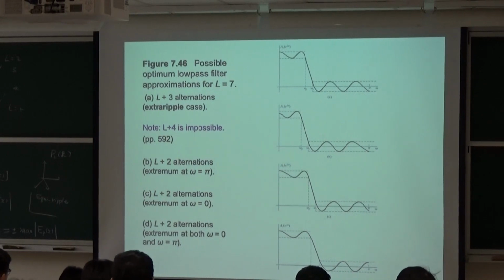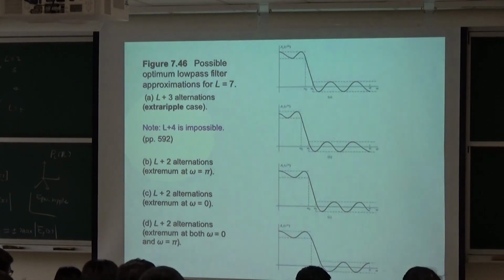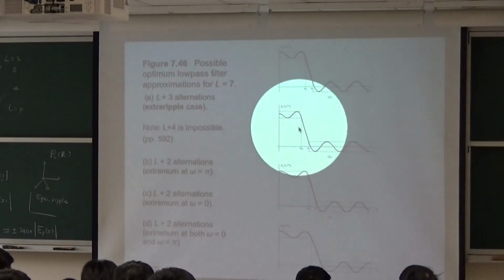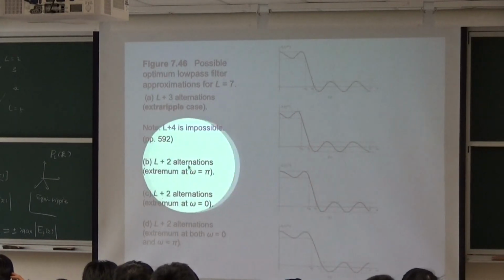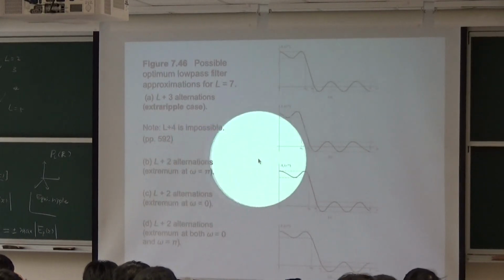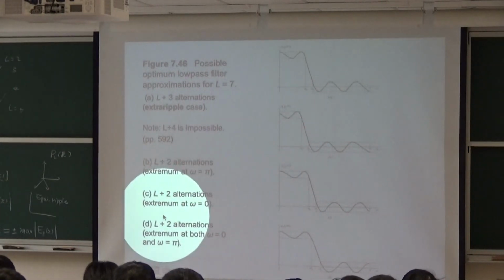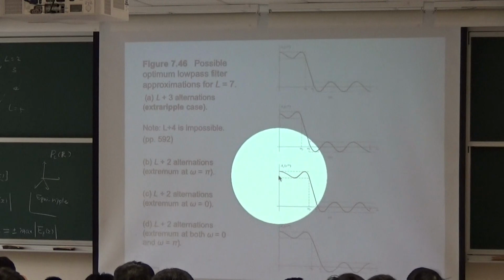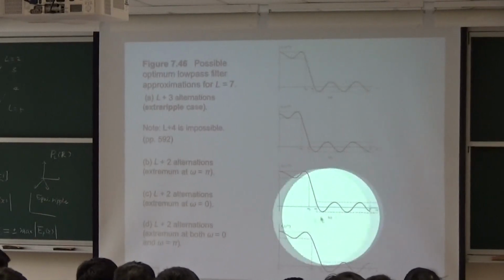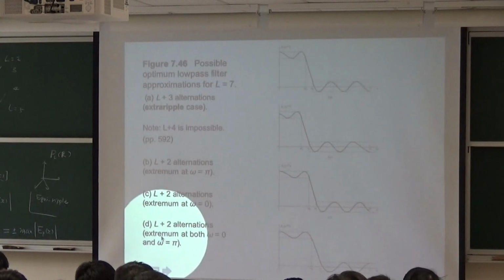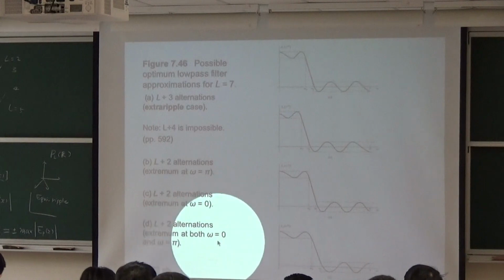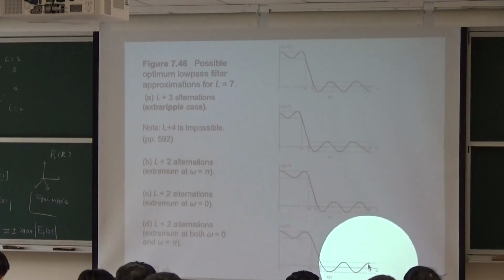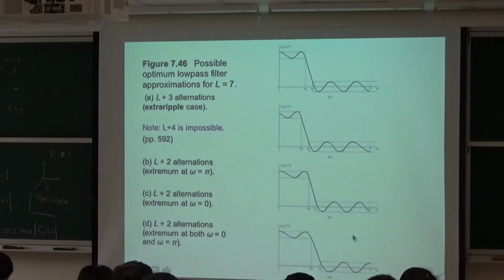In the latter cases, we have L plus 2 alternations, and L plus 2 alternations. But for part B, we have an extremum at the Nyquist frequency, and for this example, we have an extremum at DC, not at Nyquist. And in this example, interestingly, we still have L plus 2, that is 9 alternations, but we have extrema at both DC and Nyquist. So there are 3 different kinds of results.